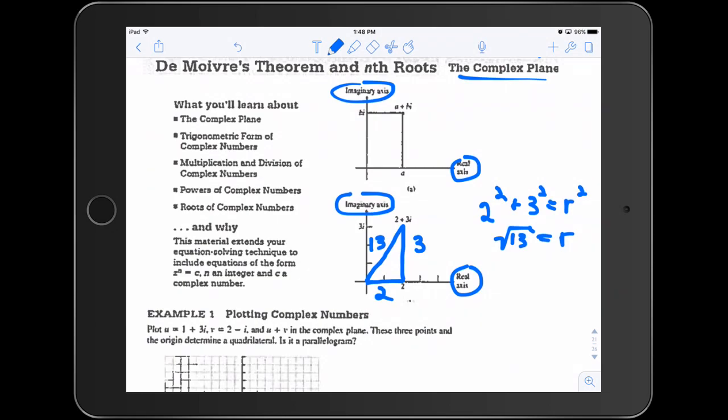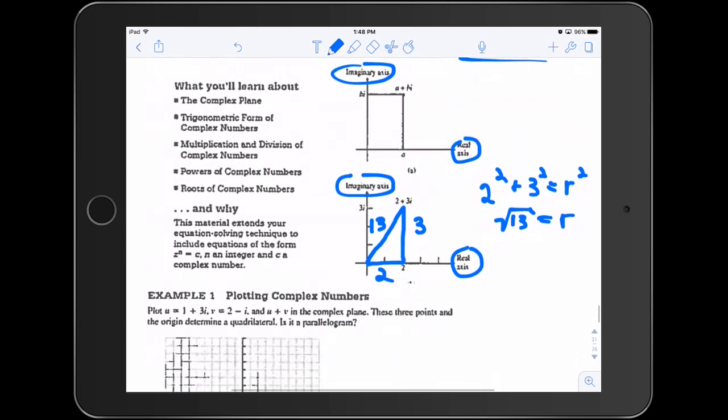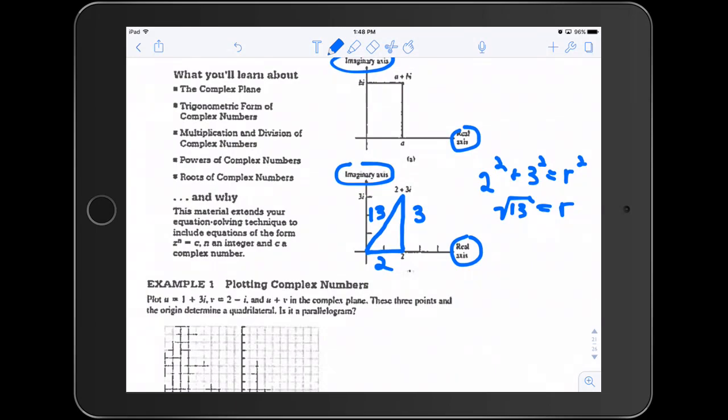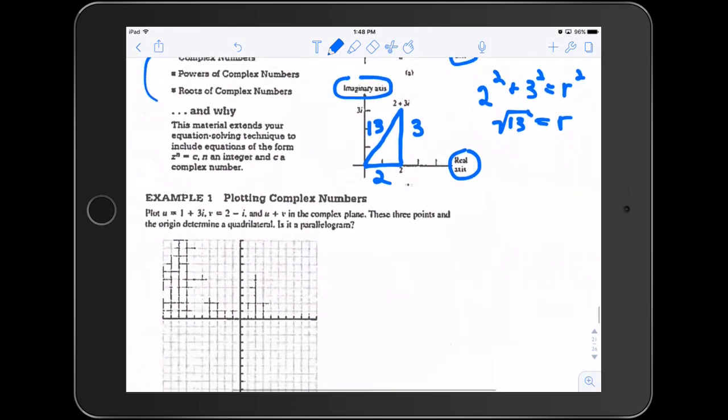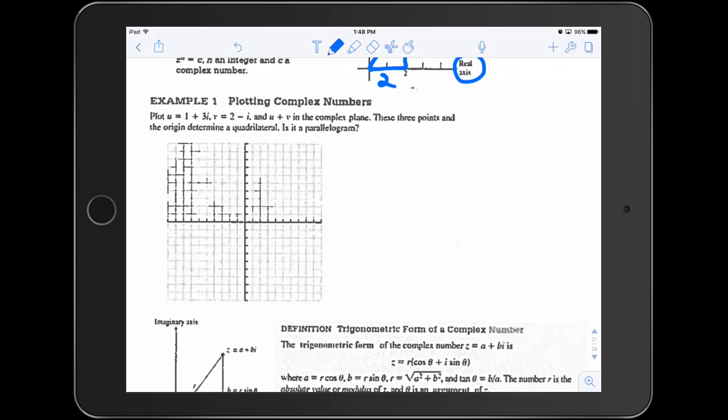So a couple of things here. You just need to be able to plot a point that has an imaginary and a real part on a complex plane. So if you look up here, these are our objectives, and that's the very first thing we are doing, is just making sure you understand what a complex plane looks like. So here it says plot u equals 1 plus 3i and v equals 2 minus i, and then also plot the sum of those two numbers.